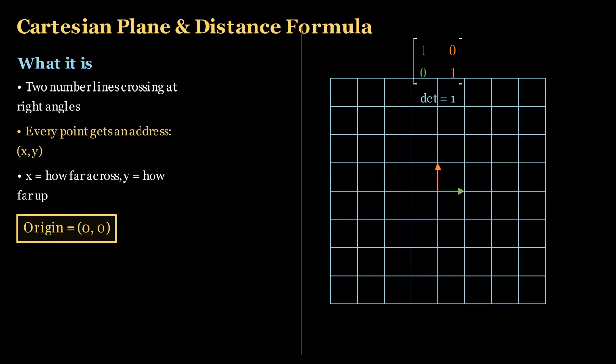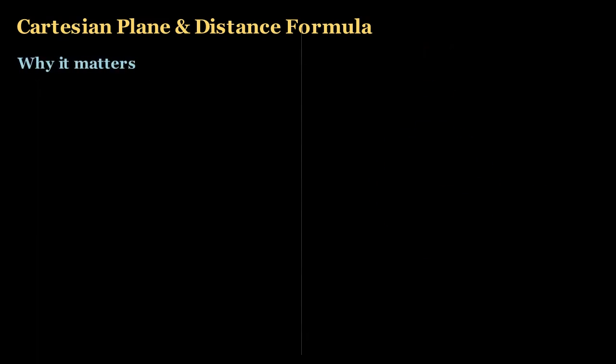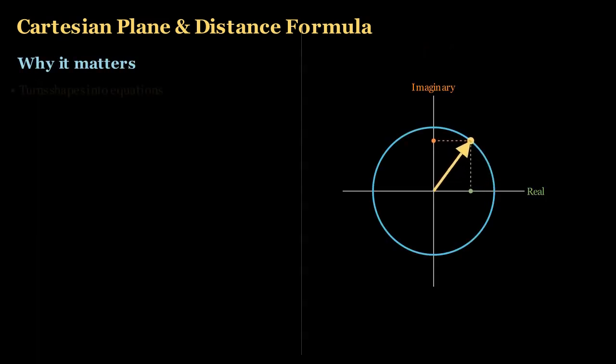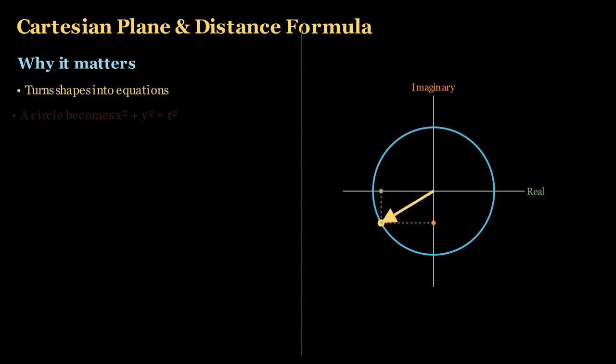Why do we even bother with all these coordinates? Because the Cartesian plane is the bridge between shapes and numbers. A perfect circle drawn on the plane is no longer just a round line, it becomes an equation that describes every point on it. This lets us use algebra to study geometry.